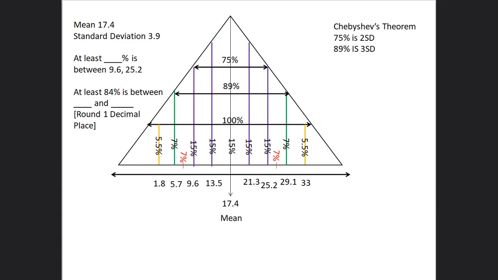The second part of the question says at least 84% is between blank and blank. When we look at the Chebyshev line, we do not have an 84%. Since we do not have an 84%, we have to start from the center and move our way out.